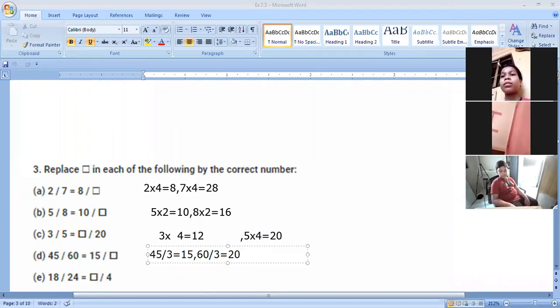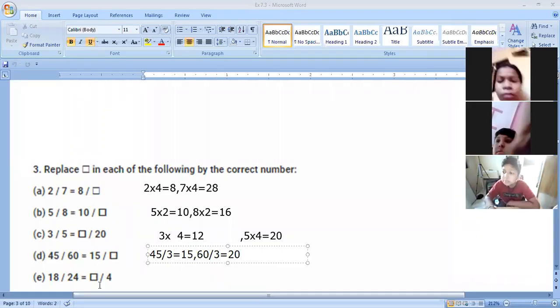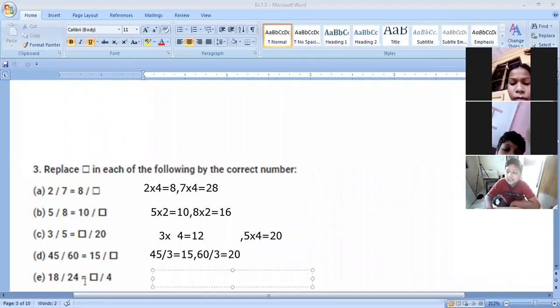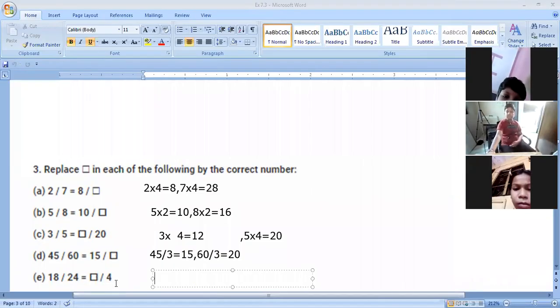So you are going to divide 60 by 3. So you are getting 20 here. So the answer will be 20. Let's do the next one. Here also the bigger number is there and the smaller number is given. So you have to divide it here.